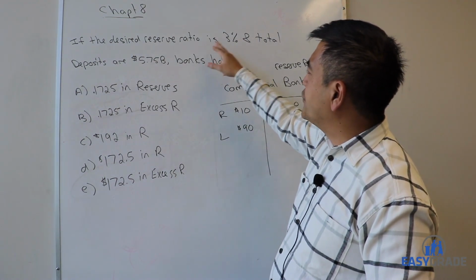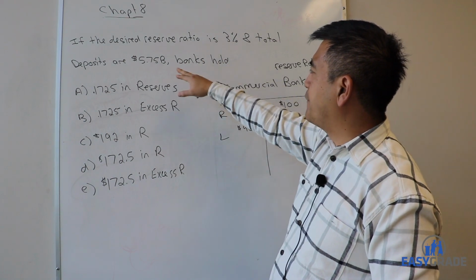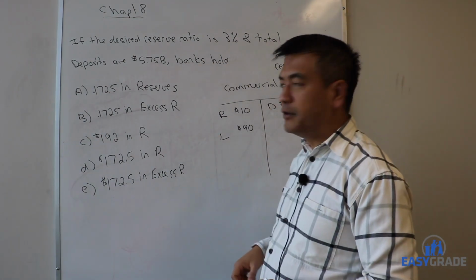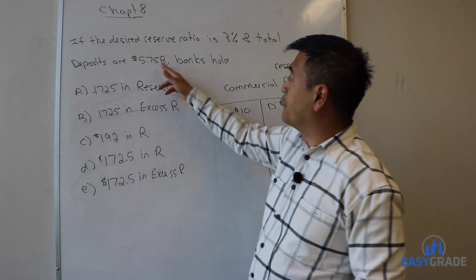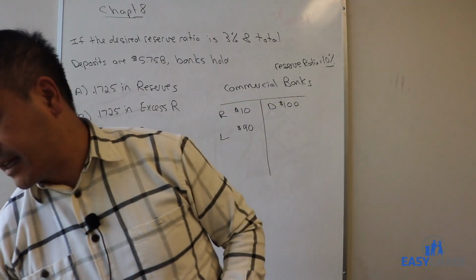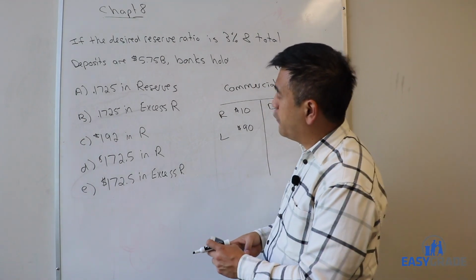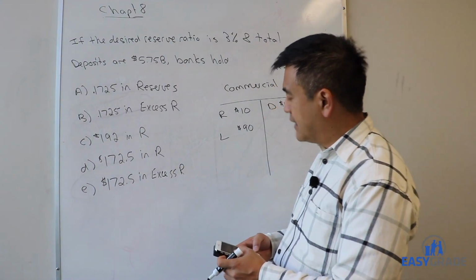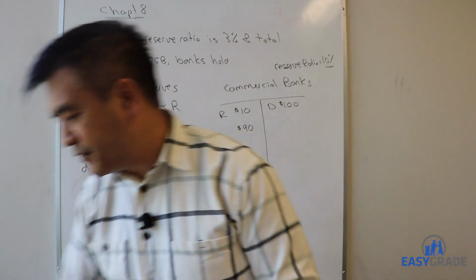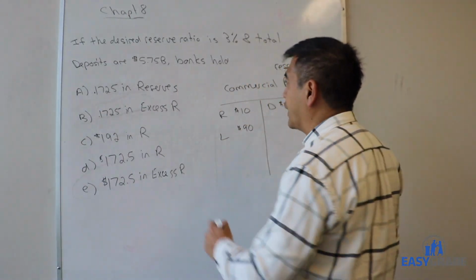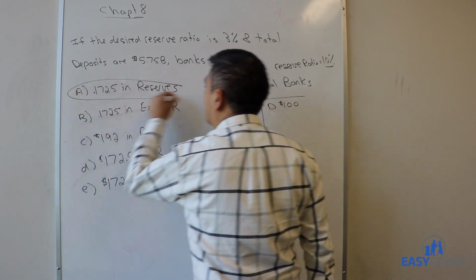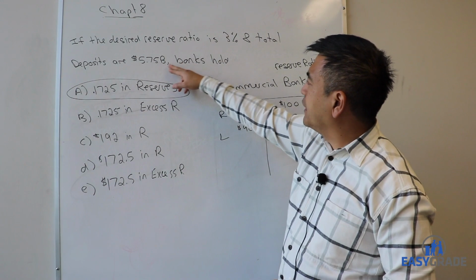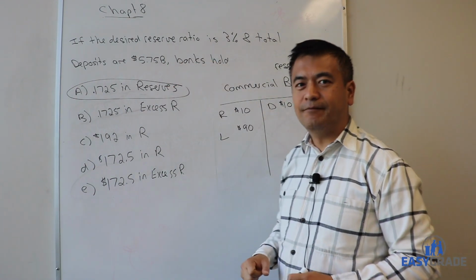If the reserve ratio is 3% and deposits are 5.75, how much reserves will the banks hold? Well, they're going to obviously hold 3% of that. Okay, so take the calculator out and take 5.75 times 3%, and we're going to get 0.1725 in reserves, and that's simply 3% of the deposits. Answer is A.